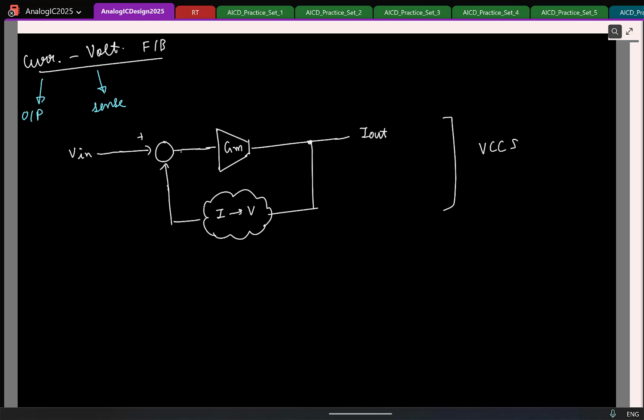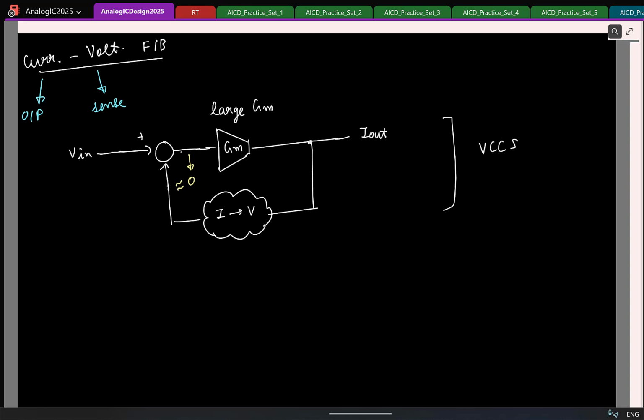So once again, as long as I have a really large GM, then what can I comment about this quantity, the signal here? If the GM here is really large, what can you say about this voltage here? Why? Yeah, the output currents are going to be finite, so for a large GM this is 0. So once again you will find that the input voltage will be equal to the current scaled by some factor.